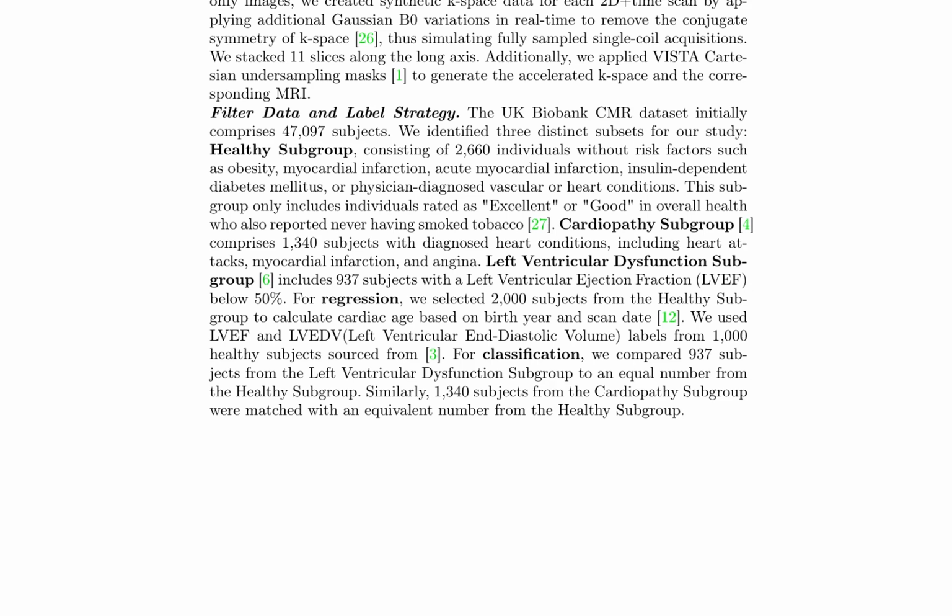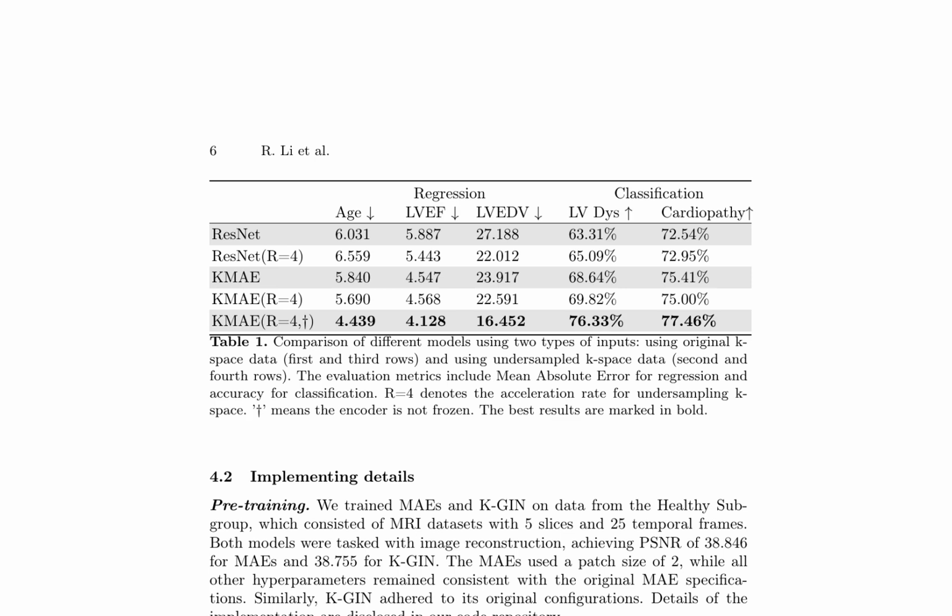The dataset used includes short-axis cardiac MR images from UK Biobank, with corresponding clinical information, and the data is processed to create synthetic K-space data and apply undersampling masks. The dataset is then filtered into three distinct subsets: healthy subgroup, cardiopathy subgroup, and left ventricular dysfunction subgroup, each with specific characteristics for regression and classification tasks. In accelerated cardiac magnetic resonance imaging, selecting the optimal model for regression and classification tasks is crucial.